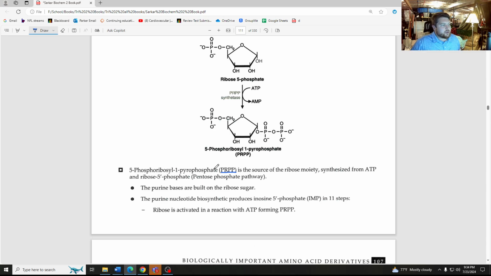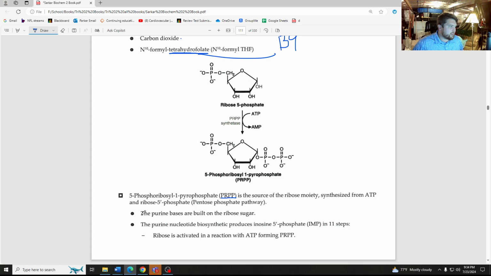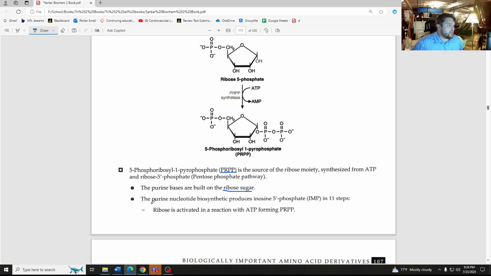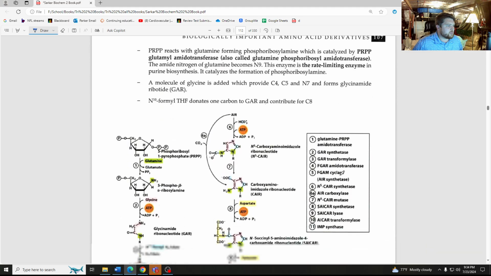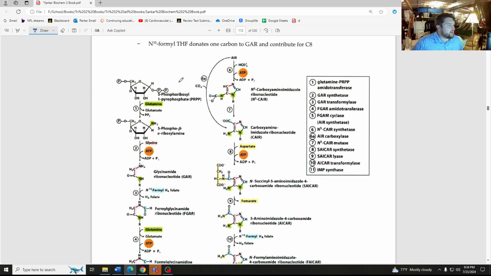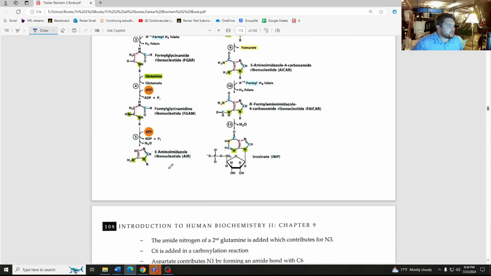Okay, so the PRPP is the source of the ribose moiety, synthesized from ATP and ribose 5-phosphate from that pentose phosphate pathway. The purine bases are built on the ribose sugar. The purine nucleotide biosynthetic pathway produces inosine 5-phosphate, IMP, in 11 different steps, which we'll see a lot of.